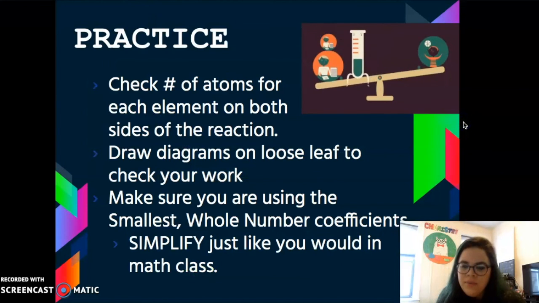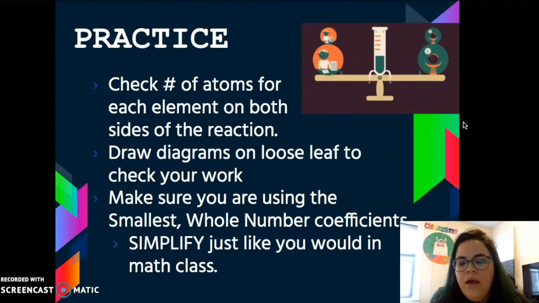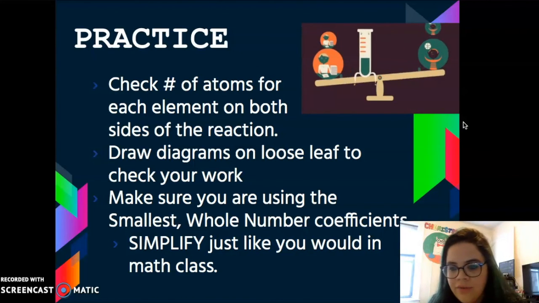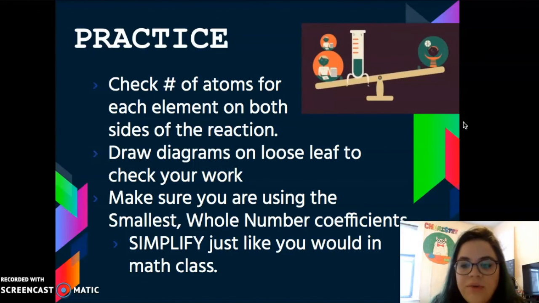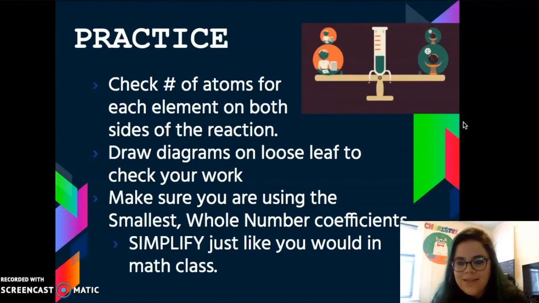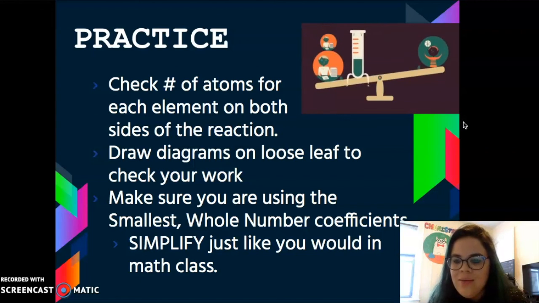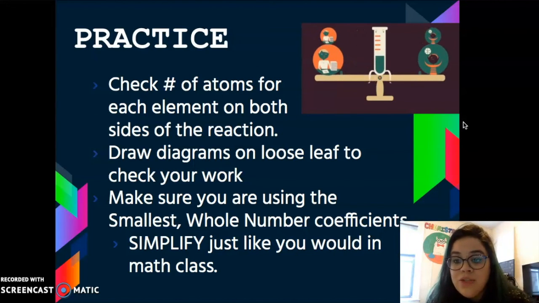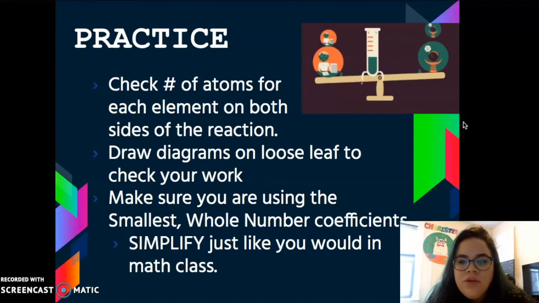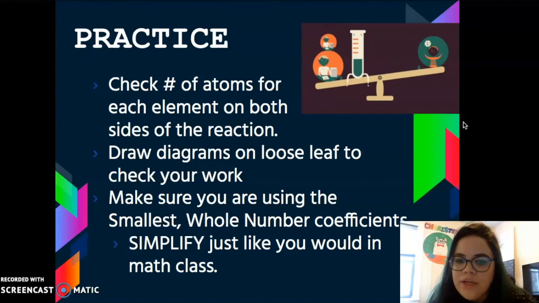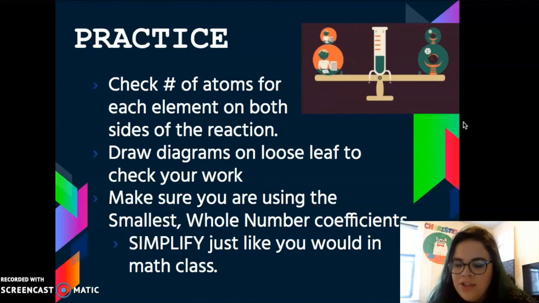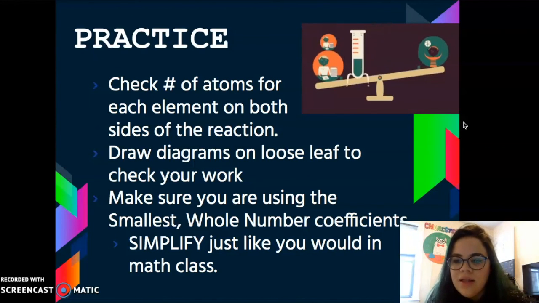As you're doing this, there's a couple of things I want you to remember. You are looking to check the number of atoms before and after. You are welcome to draw the diagrams on loose leaf. I highly, highly recommend it. If we were in class, I would be giving you guys whiteboards at this time. So just use pen and paper, pencil and paper. You should always balance in pencil. And just see what you can do. When you check your answers, make sure your coefficients are in the smallest whole number ratios. And what I mean by that is just simplify like you would in math class.